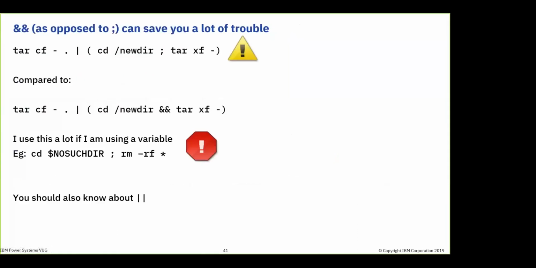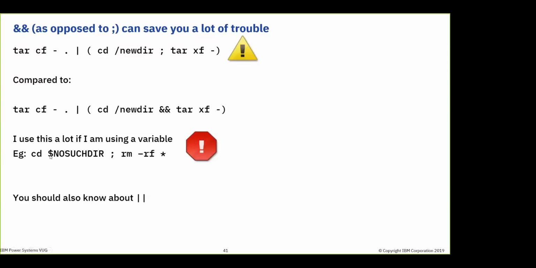Now this is something that cropped up a long time ago for me. Somebody wanted to move a bunch of files from one place to another, and they didn't have recursive copy on their particular system, and so somebody suggested this is the way to do it: tar cf - dot. So in other words, create an archive on standard output from where we are, pipe to cd to somewhere else, and then untar it. That works fine, but if you do it with a double ampersand instead of a semicolon, the double ampersand says, only execute this part of the sequence of commands if this part works. And that's quite useful, quite important if you had a variable.